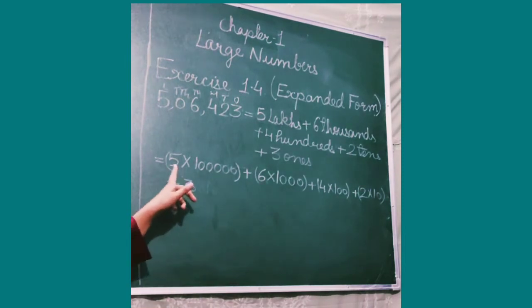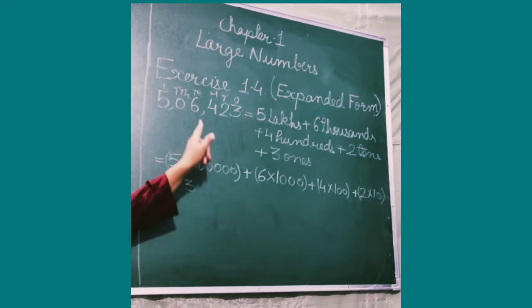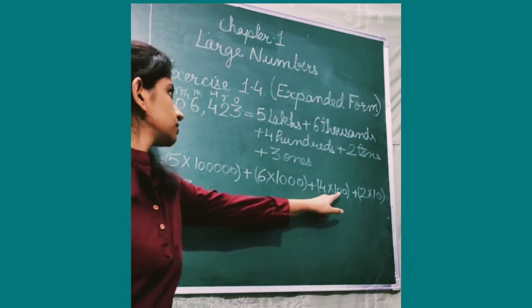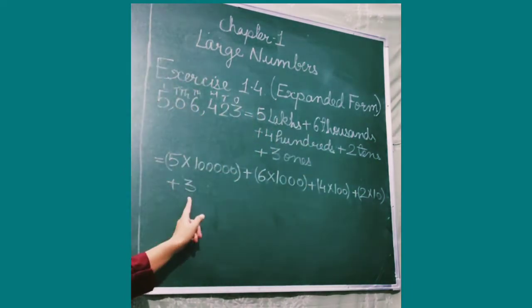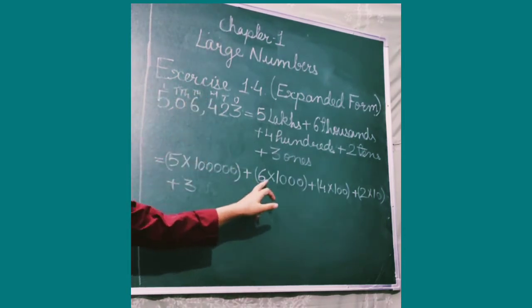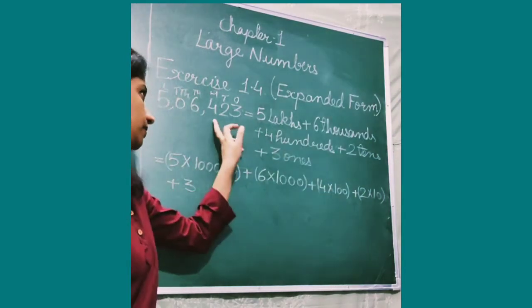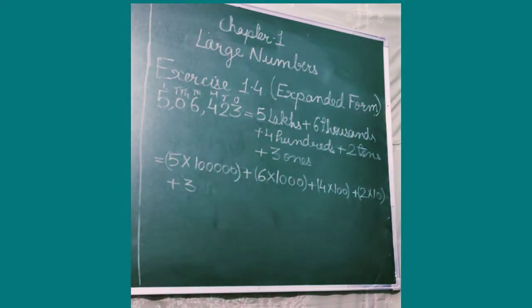Right? So this one you understood? Multiply the digit with the place value. 5 multiplied by 1 lakh, 6 multiplied by 1000, 4 multiplied by 100, 2 multiplied by 10, 3 multiplied by 1, or 3 as it is. Understood? Whatever digit there is, we have multiplied it with the place value. 6 multiplied by 1000 will be 6000, 4 multiplied by 100 will be 400, 2 multiplied by 10 will be 20, 3 will be 3.